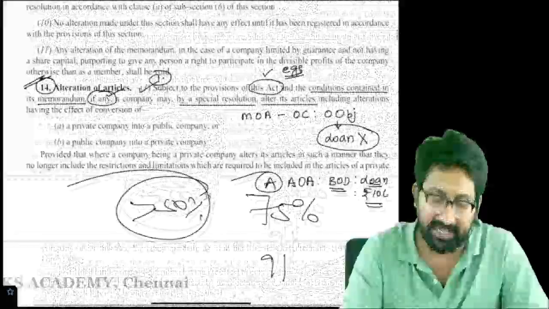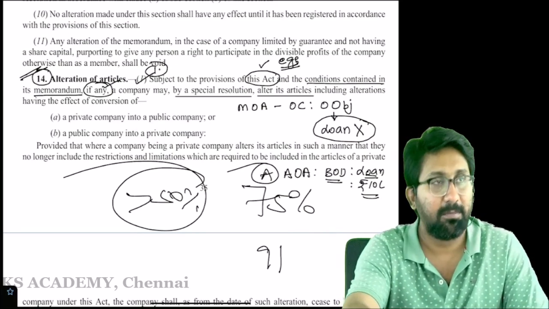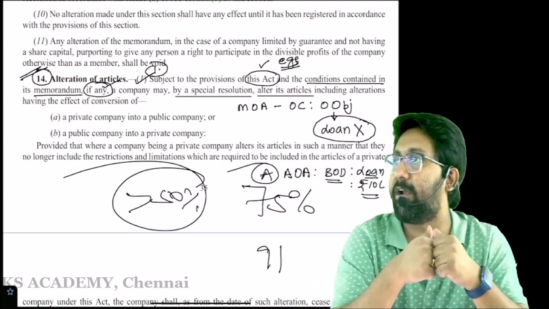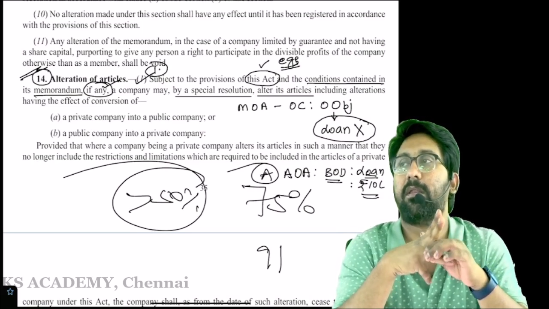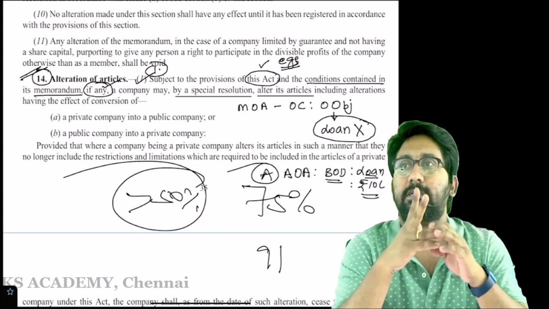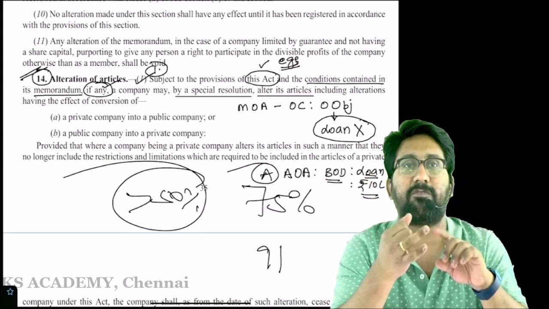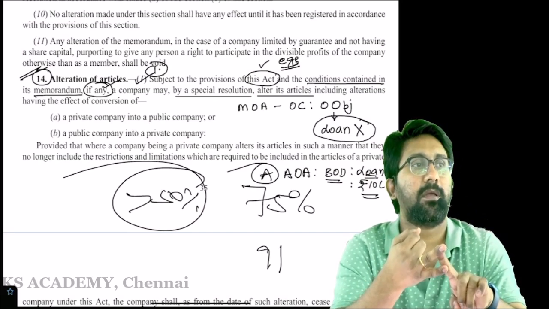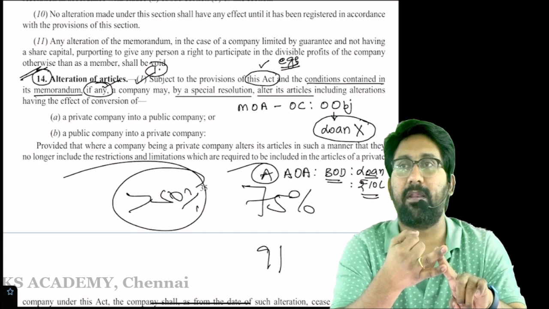Everyone understood this section? Everyone in the class? But for my satisfaction, you answer. Answer my question one by one. Which section did we complete now? Section 14. What did section 14 say? Alteration of articles: first the idea should come to the board, subject to the provisions of the Act and MOA. Next, approval must be given by passing a special resolution.